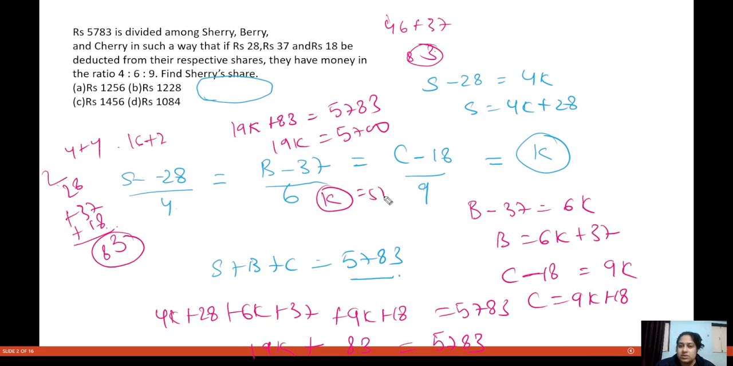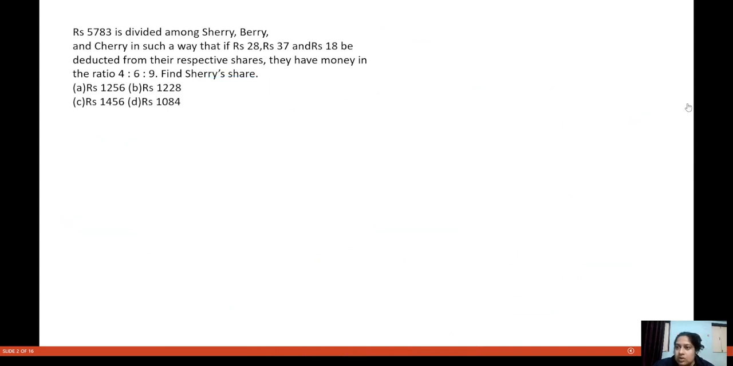So you know that k is equal to 5700 by 19, and 19 times 3 is 57, so this will be 300. Now k is equal to 300 here. Now it is saying find Sherry's share. So what is Sherry's share?